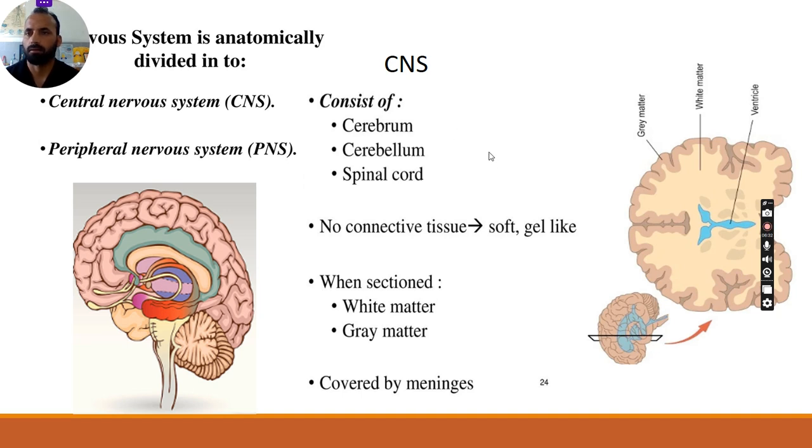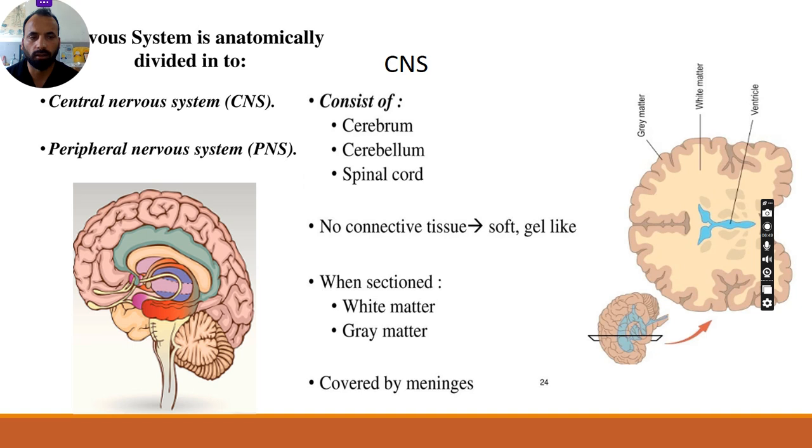A basic classification of the nervous system is the CNS and the PNS. The CNS itself is divided into cerebrum, cerebellum, and spinal cord, and there is little or no connective tissue present in the brain. That's why it looks like a jelly-like thing.